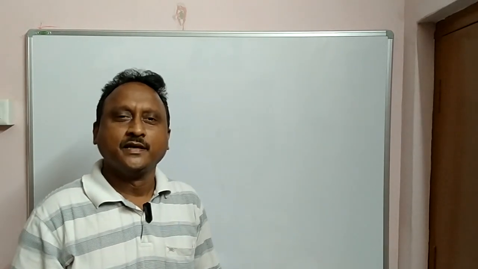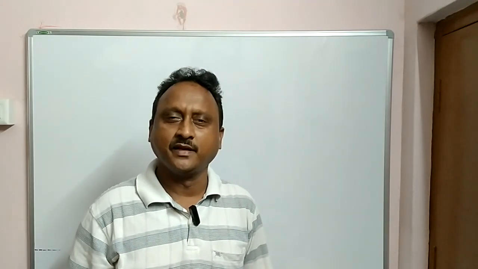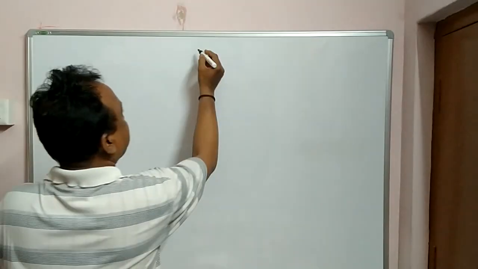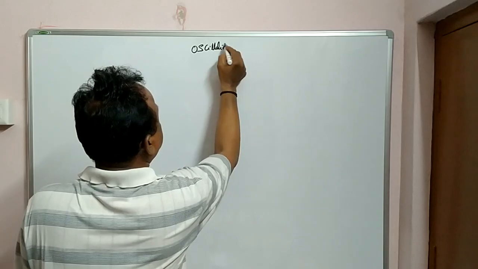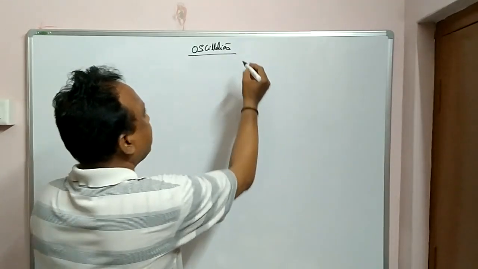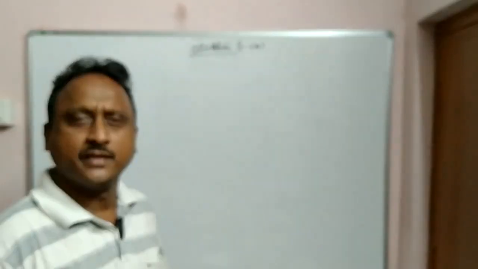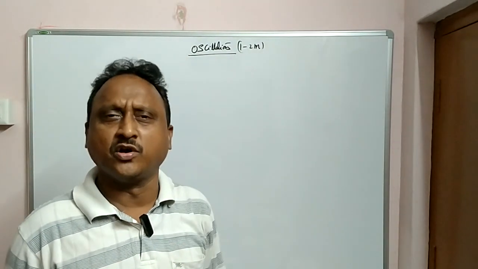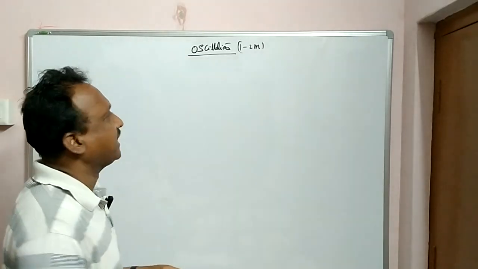Hi friends, today we'll be starting in first year intermediate the next chapter, that is oscillations. In this chapter, in MSET hardly it is 1 to 2 marks. In MSET hardly the maximum questions are nearly 1 to 2 marks they are asking from oscillations. So let us see in oscillations what are the main things to study.